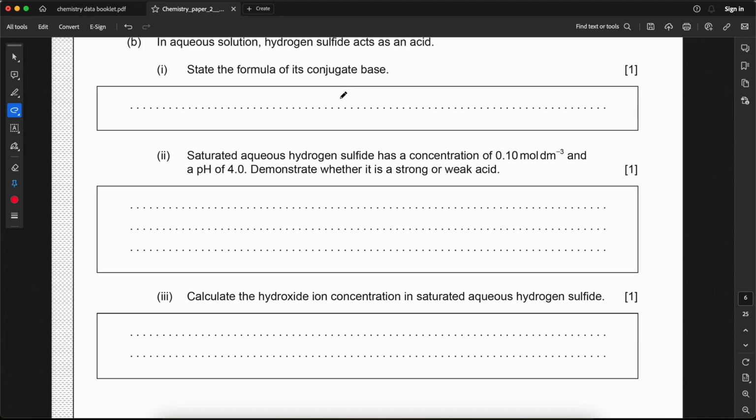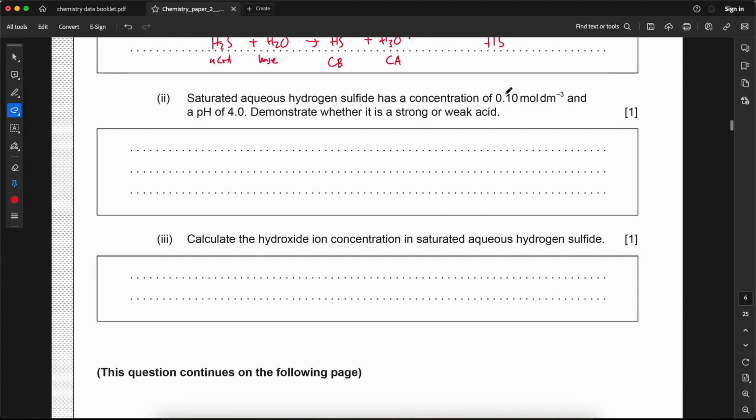In aqueous solution, hydrogen sulfide acts as an acid. State the formula of each conjugate base. Hydrogen sulfide, when it reacts with water, will form HS minus and H3O plus. H2S will donate a proton to H2O, so it will act as an acid, and this one as the base. Therefore, this one is the conjugate base and this one is the conjugate acid. So the conjugate base of hydrogen sulfide is HS minus.